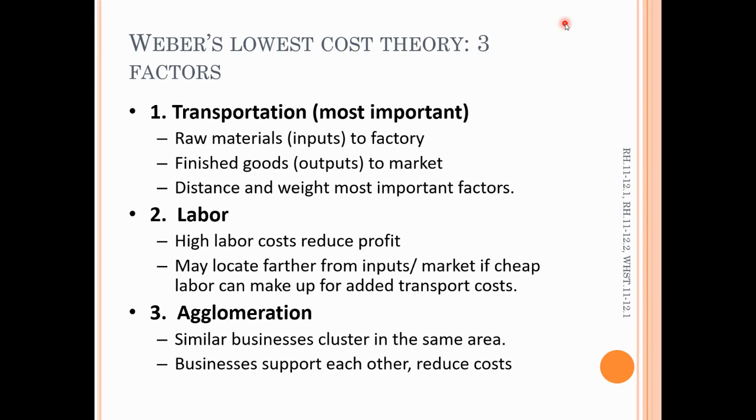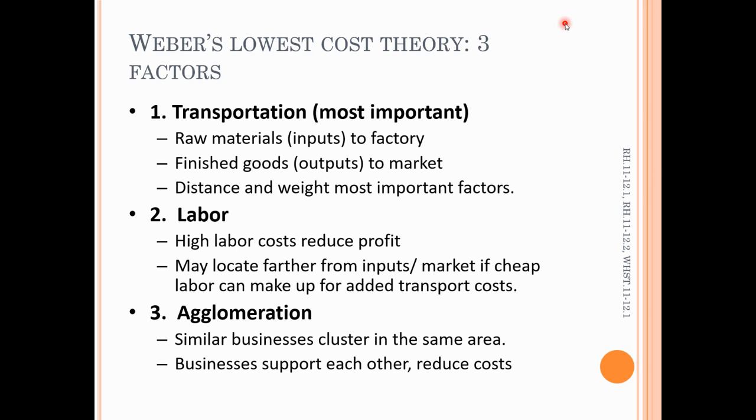Now, one last thing I want to look at is called Weber's least cost theory. Think about this like the industrial version of von Thunen. Von Thunen tells me where to put my different types of farms. Weber tells me where to put my different types of factories and businesses. So again, transportation, what we just talked about, is the most important. I'm looking at bulk gaining, bulk reducing, distance, and weight as the most important factors. But the other things we haven't talked about yet, labor and agglomeration, which we briefly touched, labor is going to be really important as well.